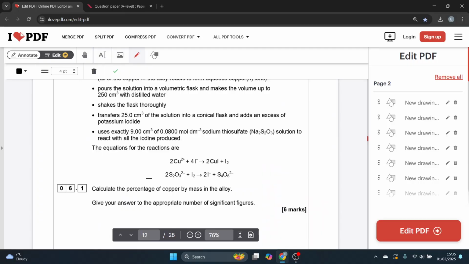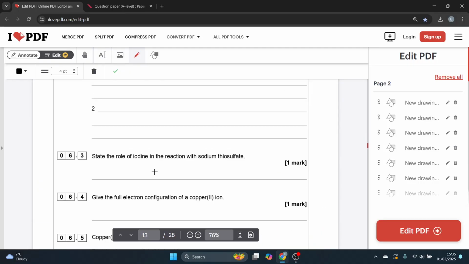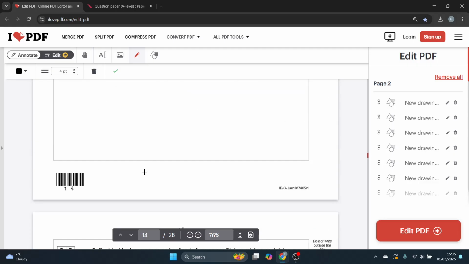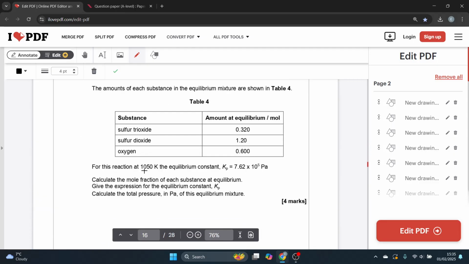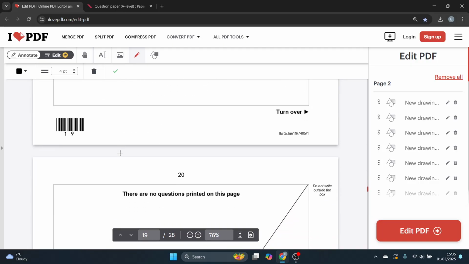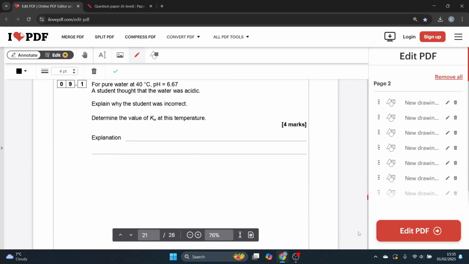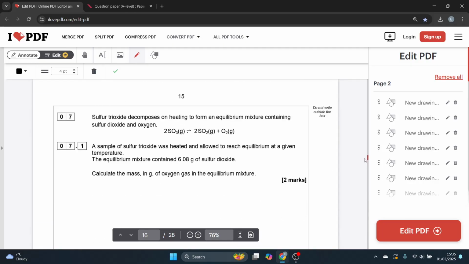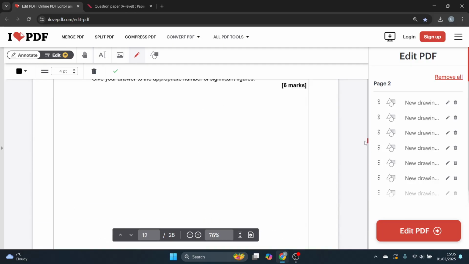Question 6. Calculate percentage of copper by mass in the alloy. Question 7. Question 8, can do that as well. And question 9, I can do that as well. So 6, 7, 8, and 9.